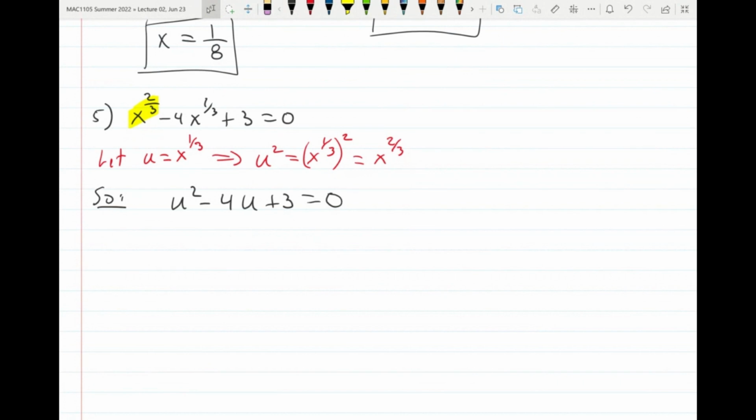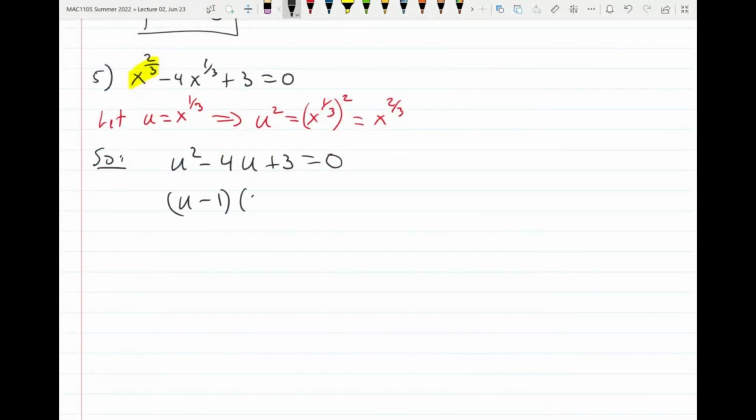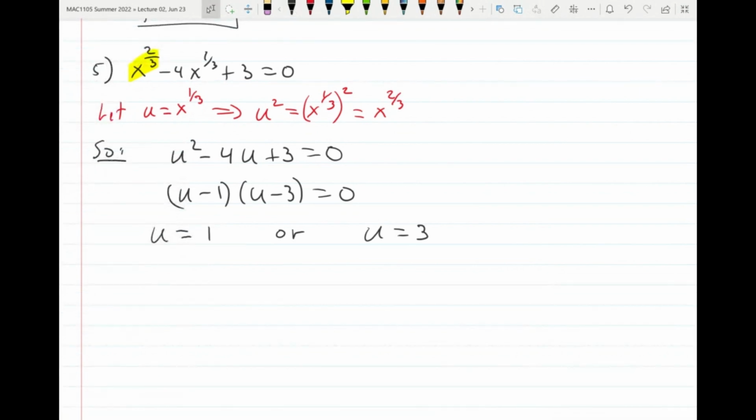Okay, can we factor this? Let's see, somebody in the last row, can you tell me how to factor this? How do we factor this? u minus 1 and u minus 3. Good. So what's u equal to? 1 or 3. Right? So that means x to the 1 third is equal to 1, or x to the 1 third is equal to 3.